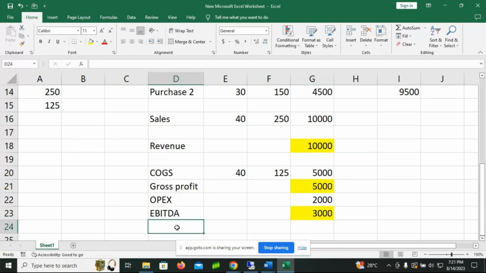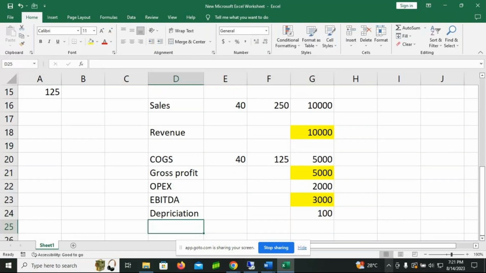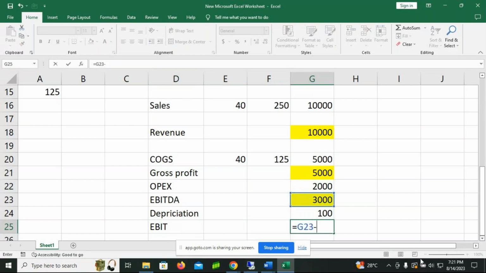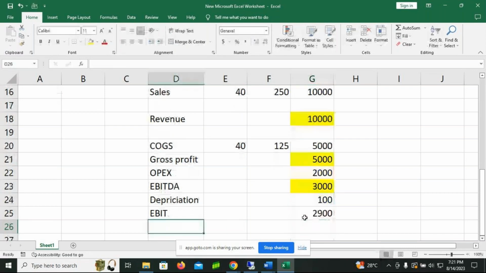So EBITDA. Now next will be depreciation. Random values I am taking in order for you to understand. Depreciation I will say 100. So EBIT will be 3,000 minus 100.